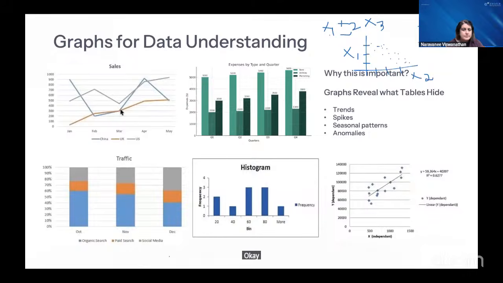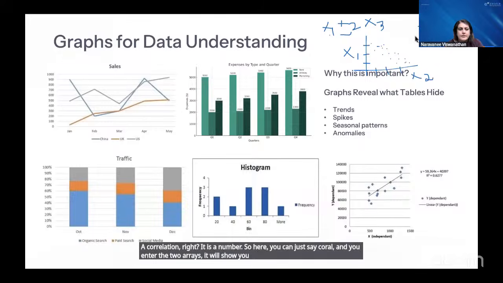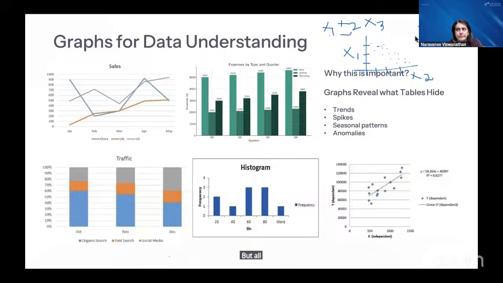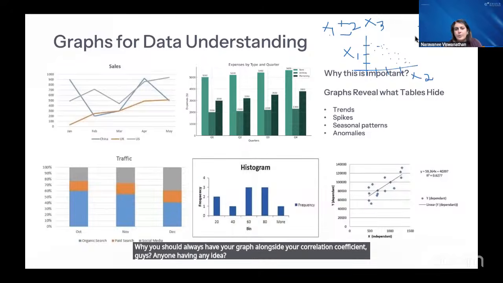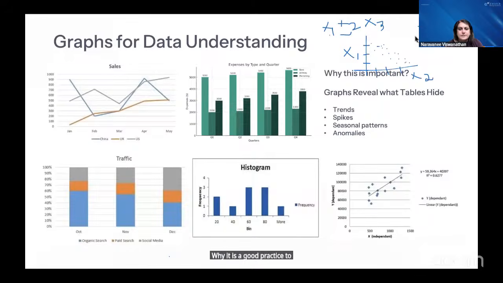Okay. Now, whenever you are doing a correlation, it is a number. So here you can just say CORREL and enter the two arrays, and it will show you a value. But always draw the graph. Why should you always have your graph alongside your correlation coefficient, guys? Anyone having any idea why it is a good practice to do this?